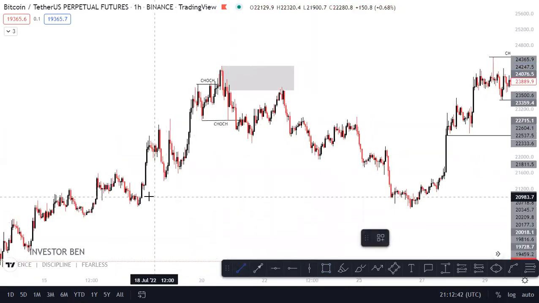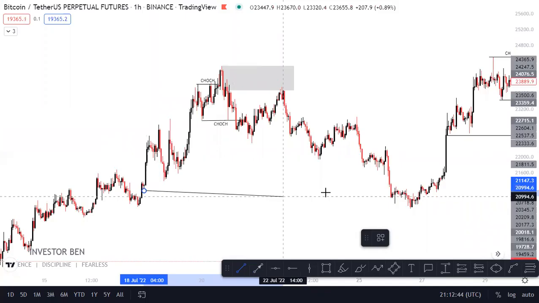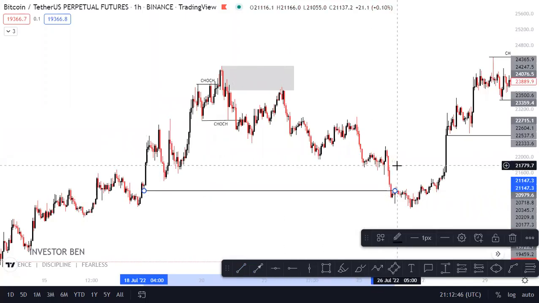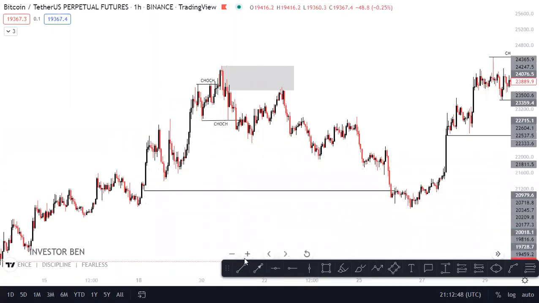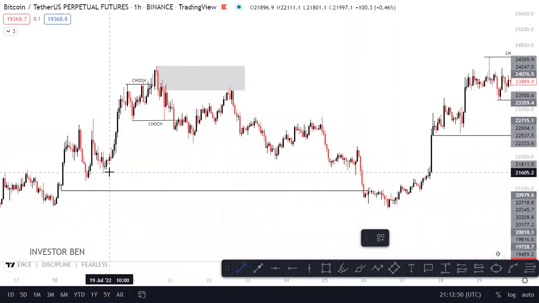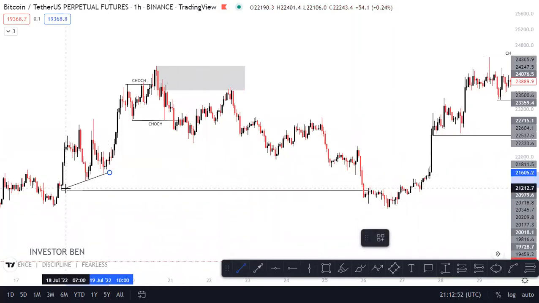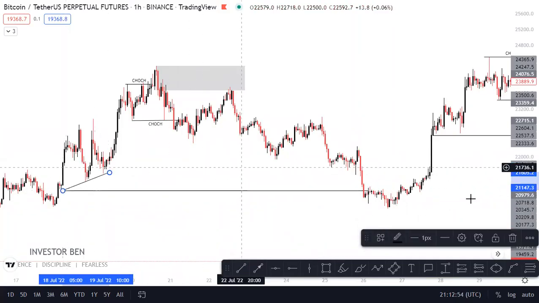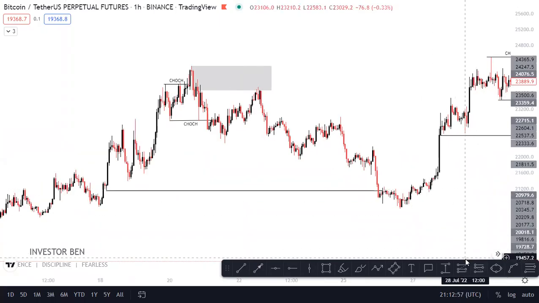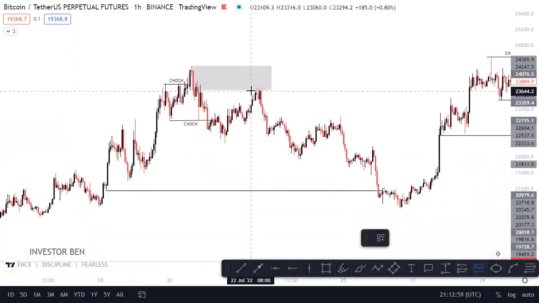And your take profit targets will be this place. Your take profit targets will be here because all these are equal lows, right? At the end of the equal lows, you stop there. So your take profit target will be there, and then you target that point.